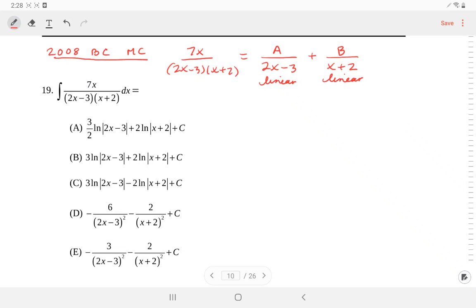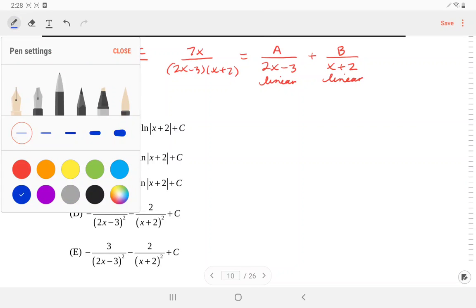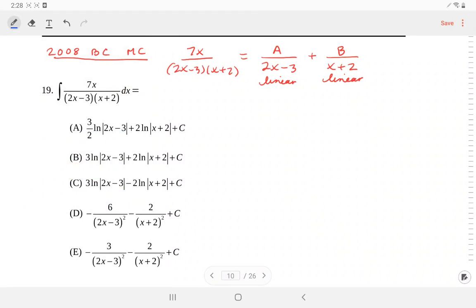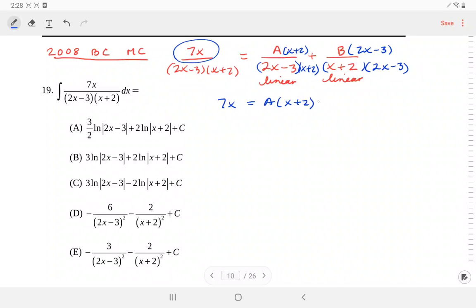So the best way to show your work on this is to find a common denominator. This one needs a 2x minus 3, this one needs a 2x minus 3, this one needs an x plus 2, and this one needs an x plus 2. And then all the denominators match. So then you have the numerator of the left side equals the numerators of the right side, but I usually don't distribute them.